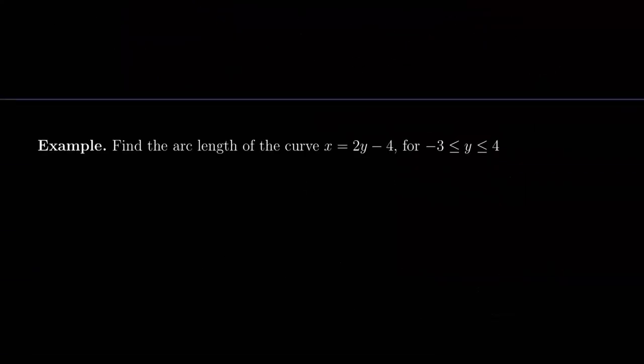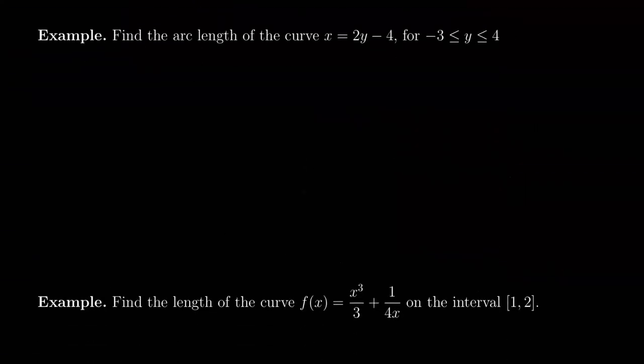All right, let's do another one. Same kind of idea. So this next example: find the arc length of the curve x equals 2y minus 4 for y going from -3 to 4. Now it's the same idea, only instead of written as a y equals, it's written as an x equals. I could draw the picture if you'd like. Everything is now just sort of tilted on its side, but everything is exactly the same.